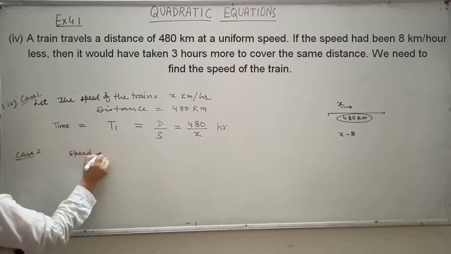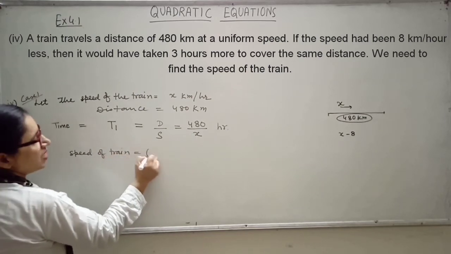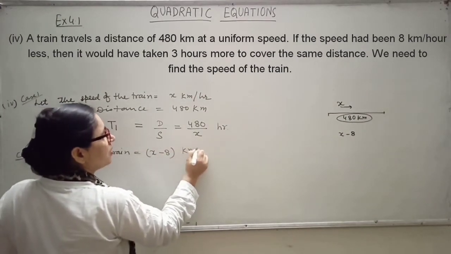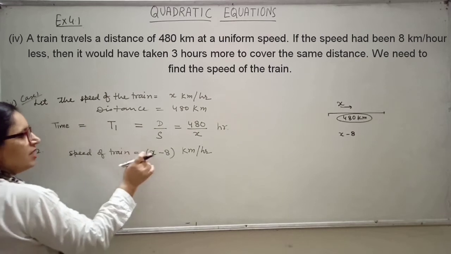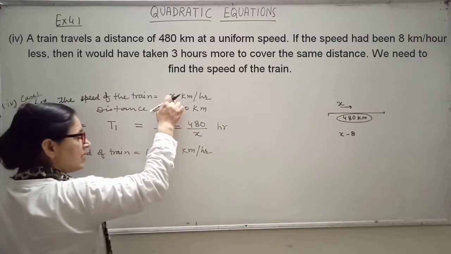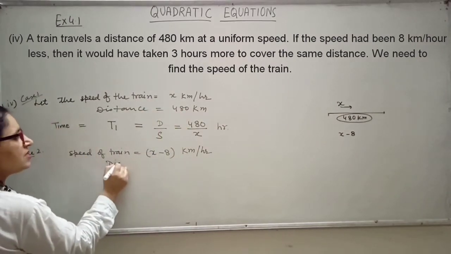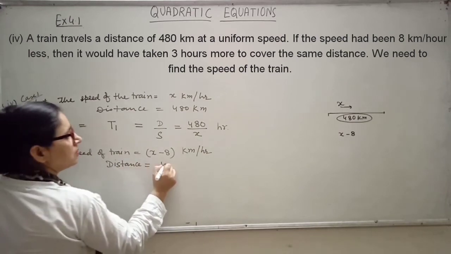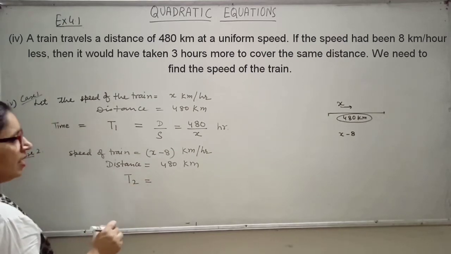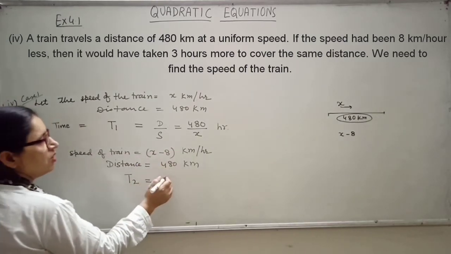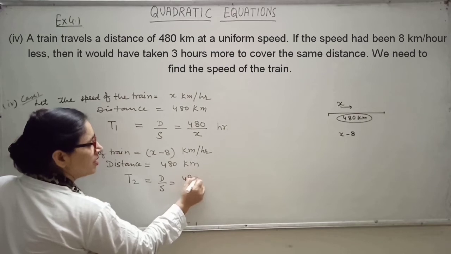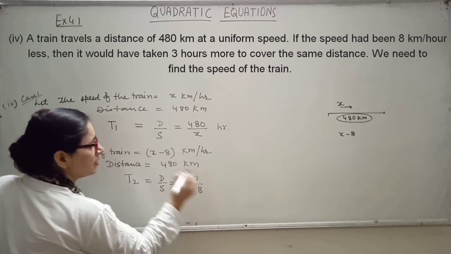Speed of the train in this case is x minus 8, because the speed is reduced by 8 kilometer. So x minus 8 kilometer per hour. It is said that the speed is 8 kilometer per hour less as compared to the previous case. Distance is the same. Now the time taken by the train with this speed to cover this distance will be distance upon speed. Again the distance is 480 but the speed this time is x minus 8.